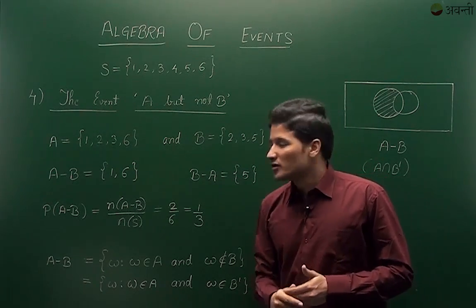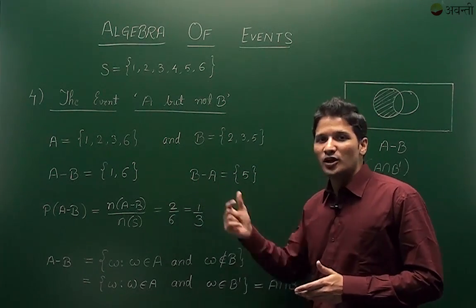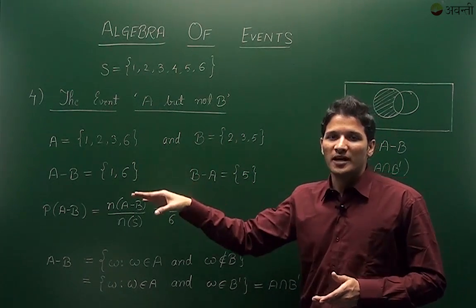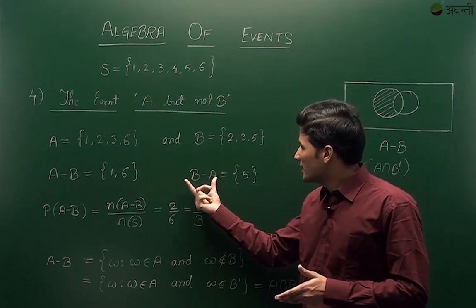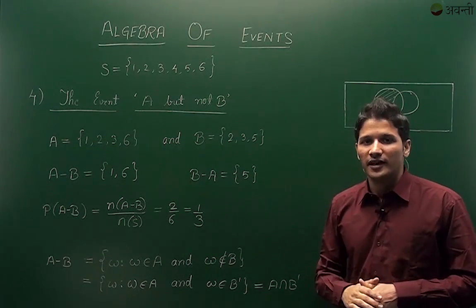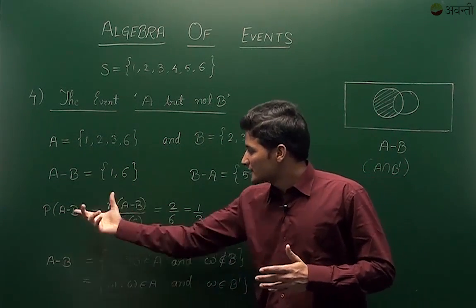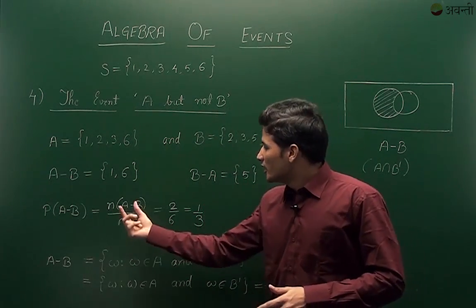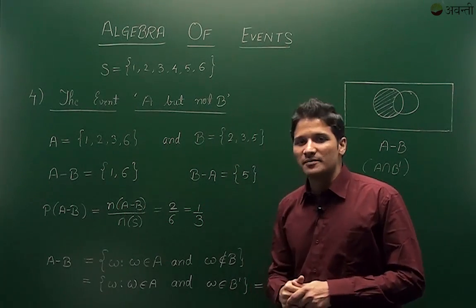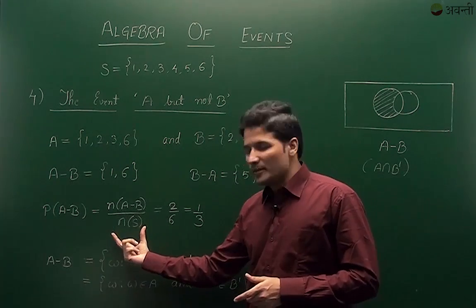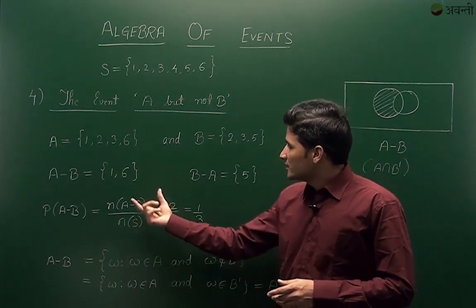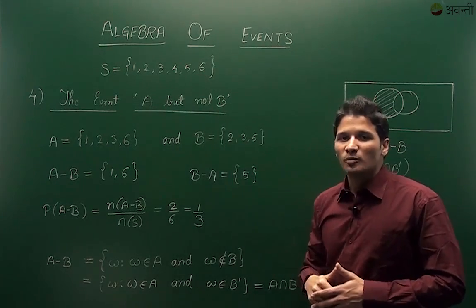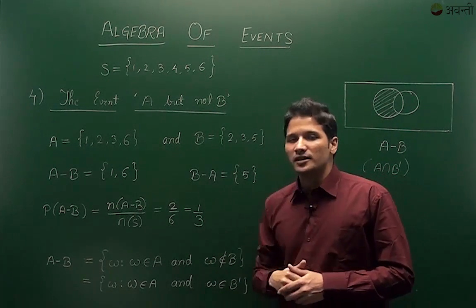Similarly, you can also find out the event B but not A, which is B minus A, and then from set B we'll remove all those elements which are part of A. So in this case B minus A contains only element 5. Now using this expression we can also find out the probability of event A but not B using number of elements in set A minus B upon number of elements in set S. And in this case this set contains only 2 elements and sample space contains 6 elements. The probability in this case would be 1/3.